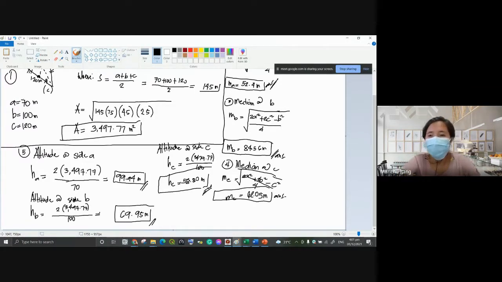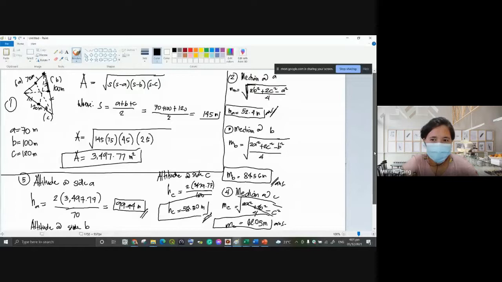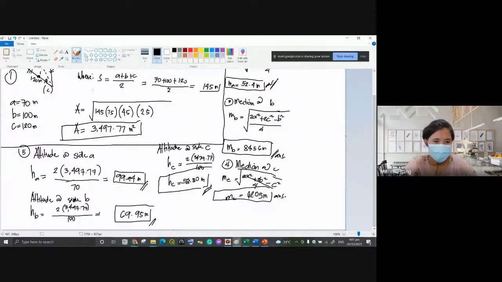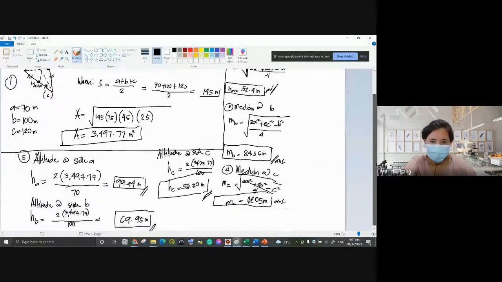So in case you forgot this formula, the alternative is to use the sine and the cosine, and with this you can determine the value of the altitude and the median. Okay.